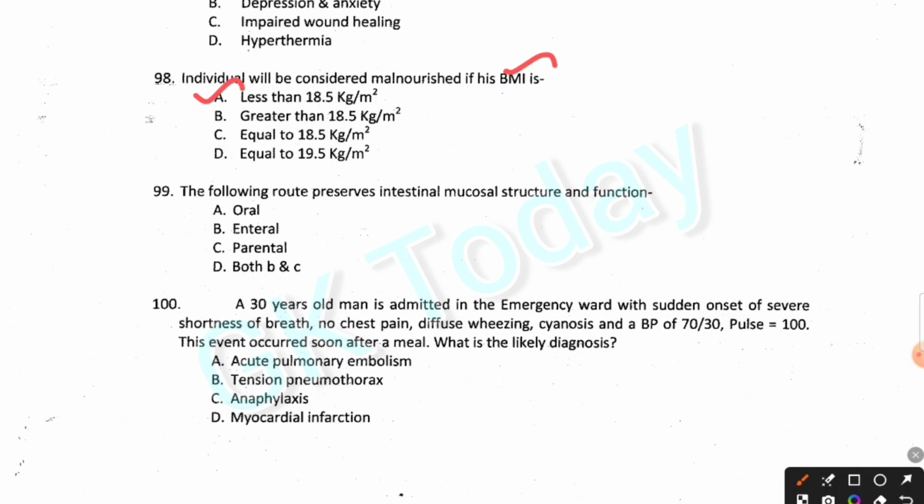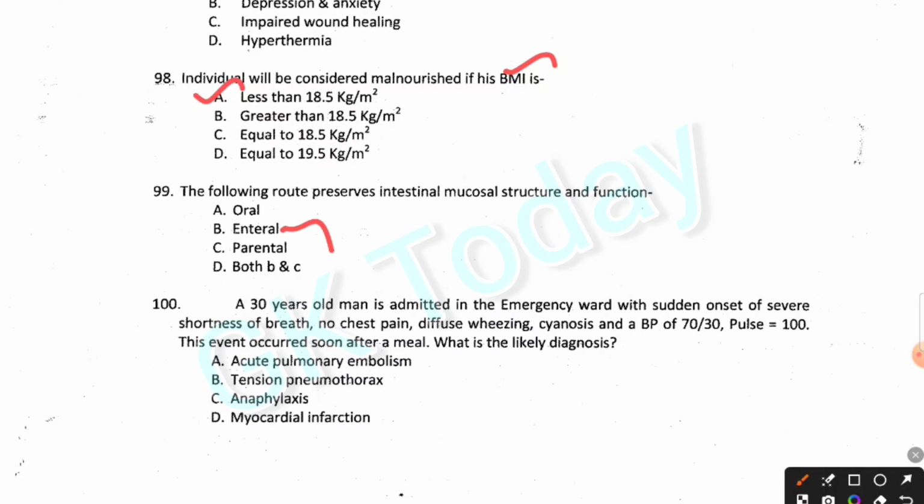Question number 99. The following route preserves intestinal mucosal structure and function. Correct answer is option B, enteral. The following route preserves intestinal mucosal structure and function. Enteral is the correct answer, option B.